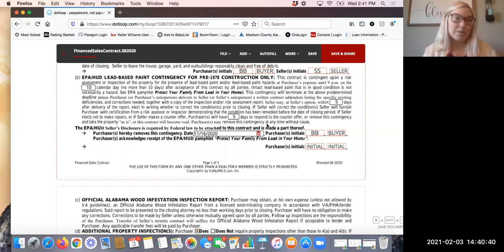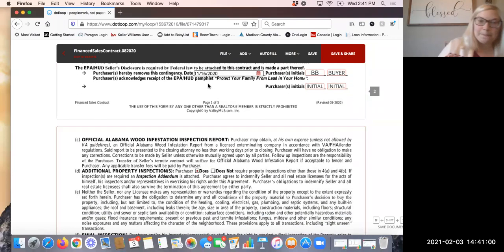So the two addendums that we've talked about so far: if it's an FHA or a VA contract, you must have an FHA or VA disclosure. And if it's a pre-1978 construction home, you must have a lead-based paint disclosure. Both of those are in additional contract docs in .loop.